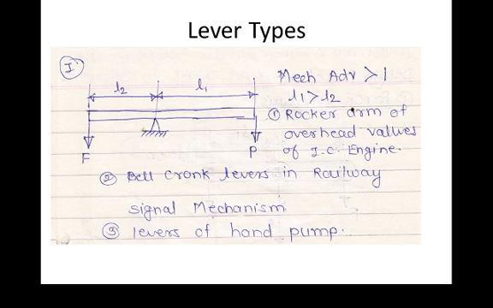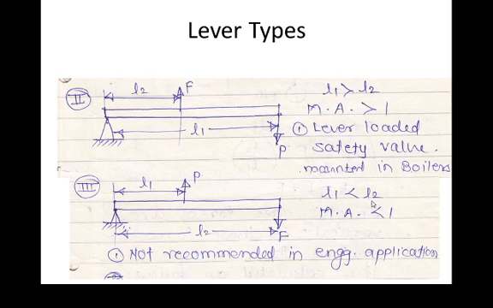Now this is the load, this is the effort P, this is the effort arm and this is our load arm. Now L1 is greater than L2, F is greater than P. Therefore you require more force at this location. This arrangement is generally used in the rocker arm of the overhead valves of an IC engine, the bell crank lever in the railway signal mechanism, and levers of the hand pump.